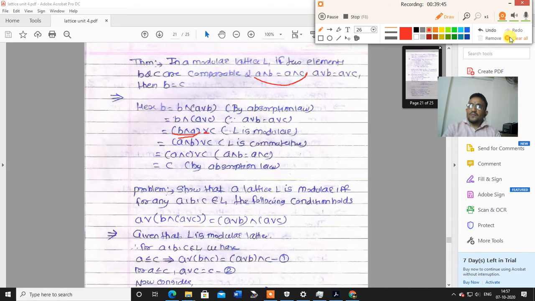So A meet B, and by the commutative property we can say A meet B join C. What is A meet B here? A meet B is A meet C. So we can say A meet C join C, and by the absorption law this is nothing but equal to C. That means B is equal to C. Okay, which is important here.